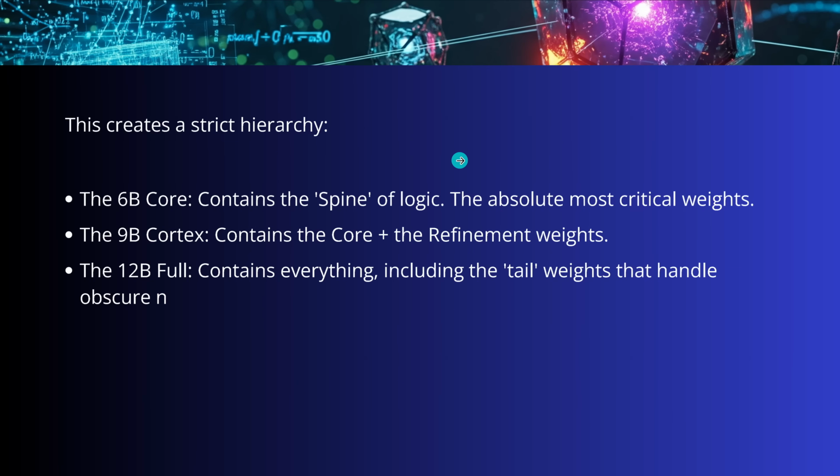Now this creates a beautiful hierarchy from a mathematical point of view. Because the 6B core, if you want, is the spine of the logic. These are the absolute most critical weights that we have to have if this model should do anything at all. And the 9B, think about a human brain, the cortex, contains the core plus the refinement weights. And the 12B is everything, the full brain, everything plus the tail weights that handle some nuances or some really important details.